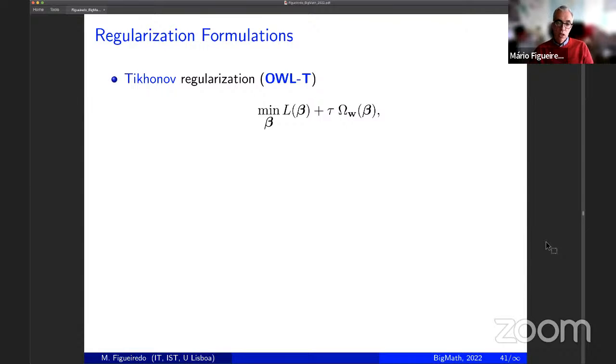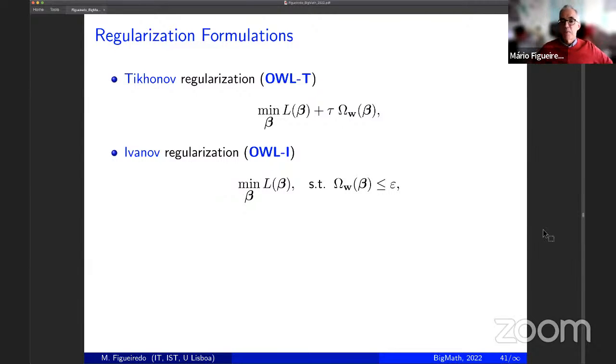There are essentially two interesting ways to address this regularized supervised learning problem. You have a loss function, and you want to minimize the sum of the loss with the regularizer with some regularization parameter. This is usually called the Tikhonov regularization structure, where you add a regularizer to the loss, or an Ivanov regularization, where you minimize the loss subject to an upper bound on the regularizer. If L is convex and omega is convex, these two problems are equivalent in the sense that for any tau, there is a choice of epsilon such that the solution of the problems is the same.